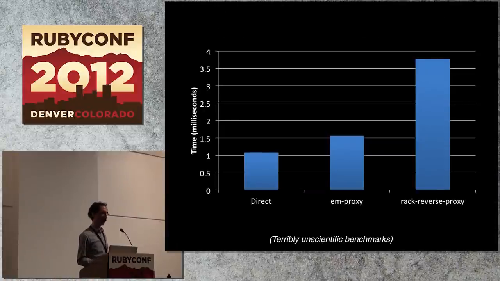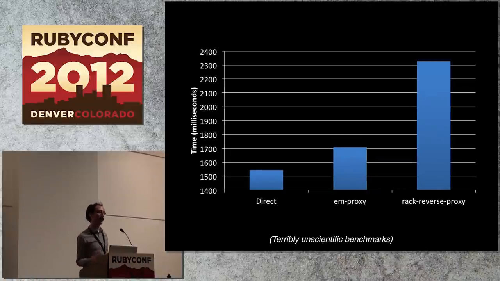I'll throw up some terribly unscientific benchmarks just to give you a sense. I just ran these on my computer. There's probably lots of things going on here. But basically, I benchmarked making a direct request to a backend server, then making it through EM proxy, Event Machine proxy, and then making it through a proxy I just found, called Rack Reverse Proxy, that does take a higher level approach to proxying, and you have a lot of nice access to the parsed HTTP request. So in this case, it's already fast, it's 1 millisecond. EM proxy adds 0.5 milliseconds, Rack Reverse Proxy adds almost 3 milliseconds. So, 3 milliseconds, maybe not the end of the world, who really cares?